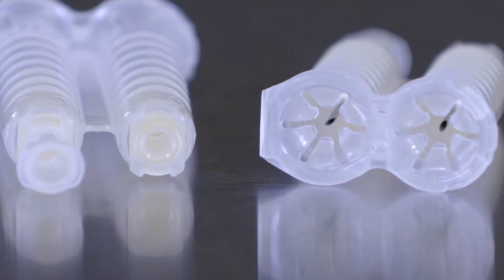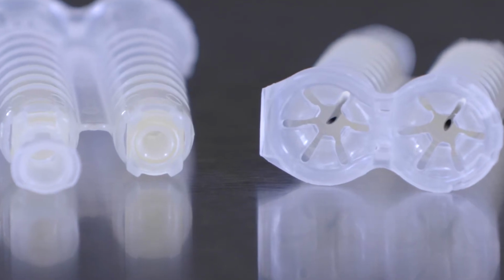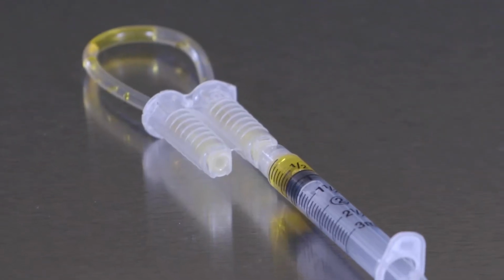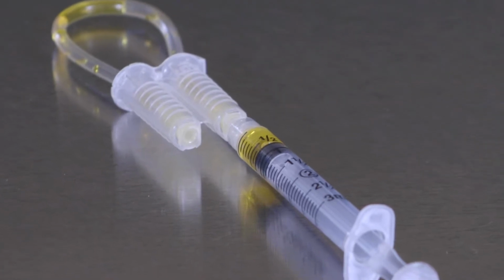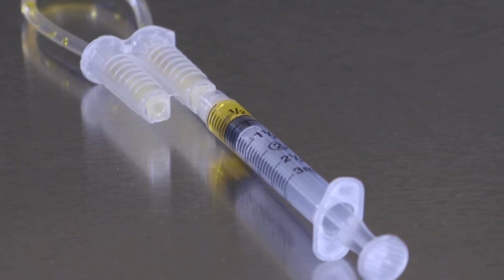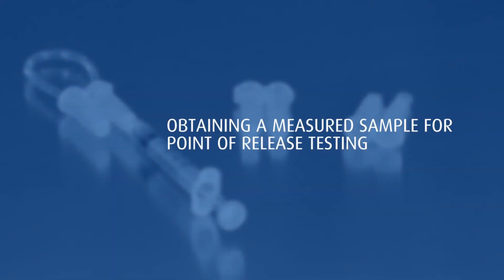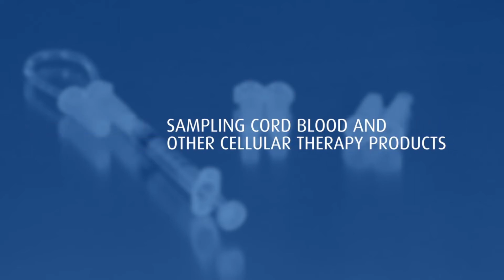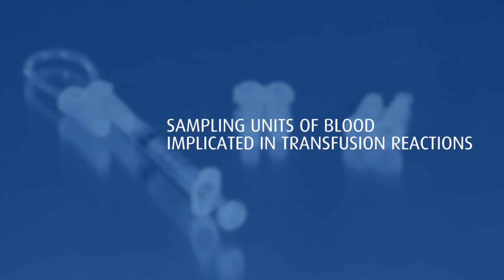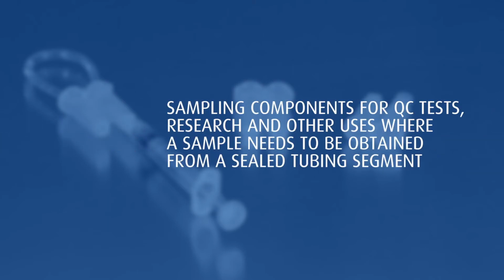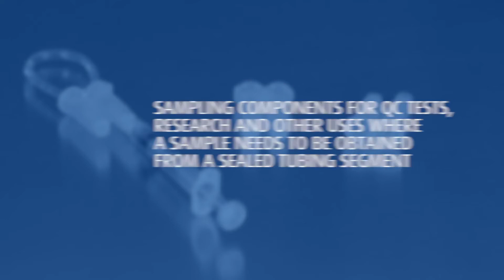Segment sampler contains internal needles to pierce the ends of the tubing segment. Once both ends of the tubing have been pierced, the fluid in the segment can be drawn into an attached syringe. Applications for segment sampler include obtaining a measured sample for point-of-release testing, sampling cord blood and other cellular therapy products, sampling units of blood implicated in transfusion reaction workups, or sampling components for QC tests, research, and other uses where a sample needs to be obtained from a sealed tubing segment.